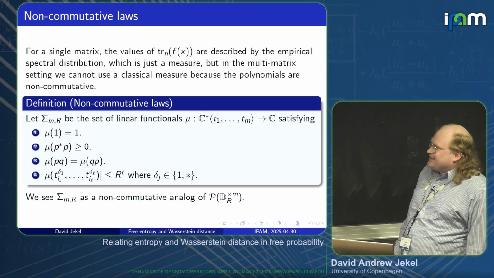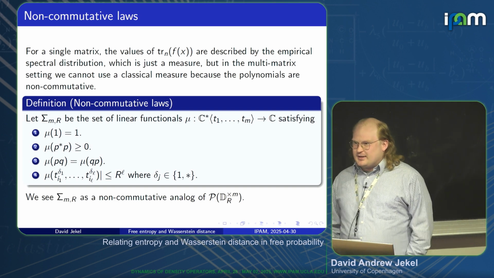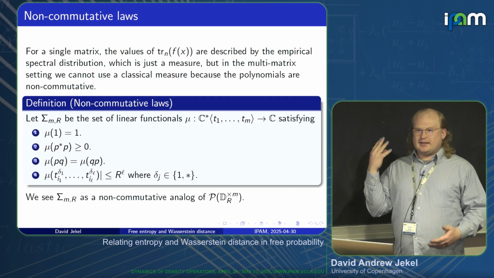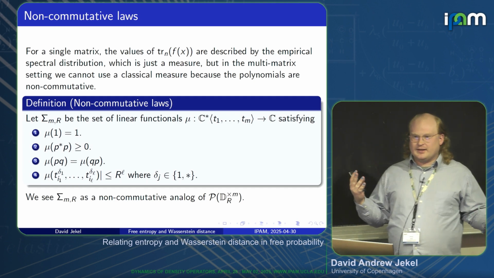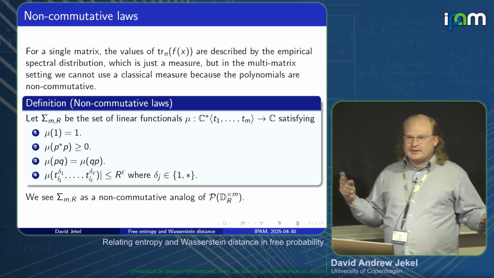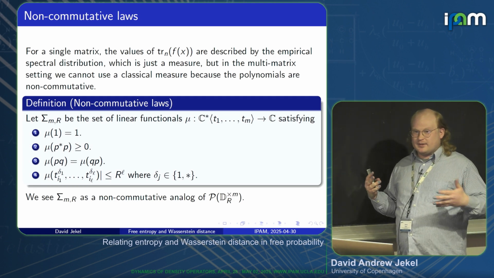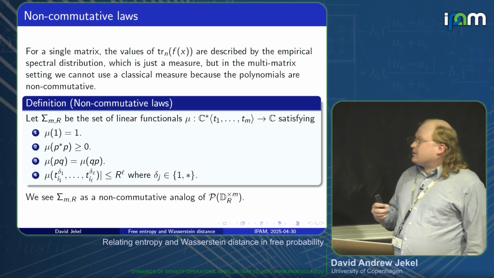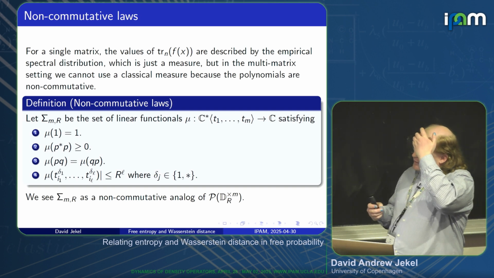So in order to describe the object, we have to think a little bit more carefully, because you can't just say, oh, I just look at the eigenvalues, right? Because now you have several matrices that don't commute with each other. And even if you had a non-normal matrix, the eigenvalues are not complete information about how it behaves. Right? So what we're going to look at is these non-commutative moments, right?